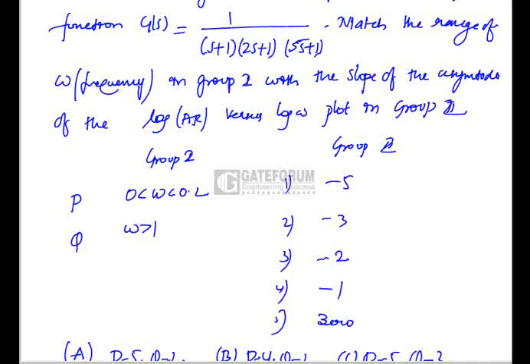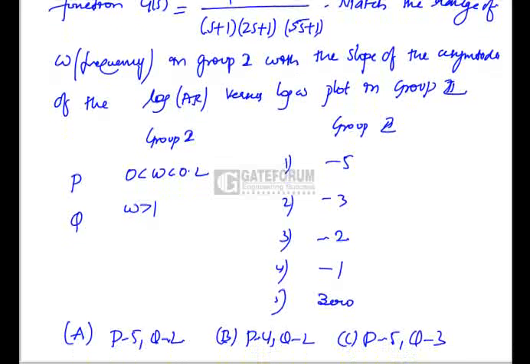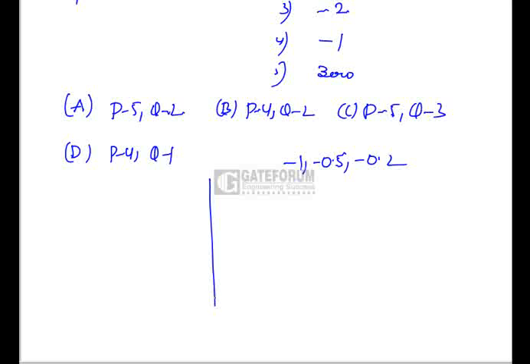Match the range of omega in group 2 with the slope of the asymptote of the log amplitude ratio versus log omega plot in group 2. Now let us plot here, Bode plot. Okay, we have 3 corner frequencies 0.2, 0.5 and 1 respectively. Okay, now since there is no pole at origin, the slope will be 0 up to first corner frequency. Okay, since at first corner frequency we have a pole, it will decay.